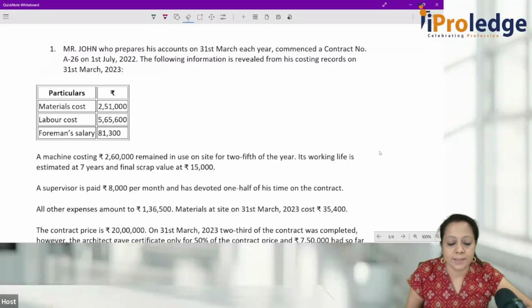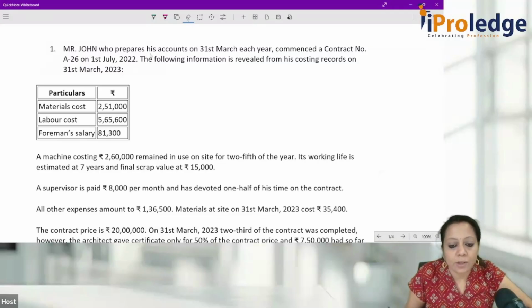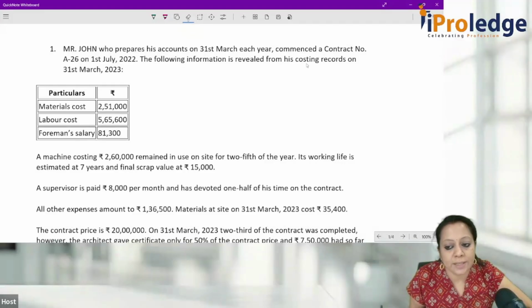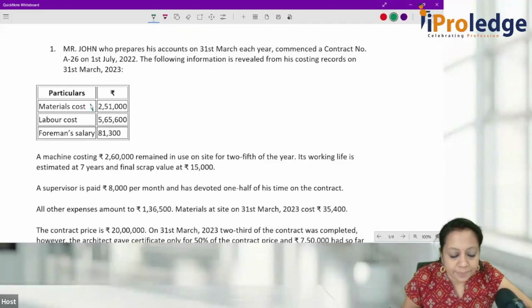Very interesting question this is. Let us start. Mr. John, who prepares his accounts on 31st March every year, commenced a contract number A26 on 1st July 2022. The following information is revealed from his costing records on 31/3/2023. Okay. So we have been given material cost. Labor cost is given.